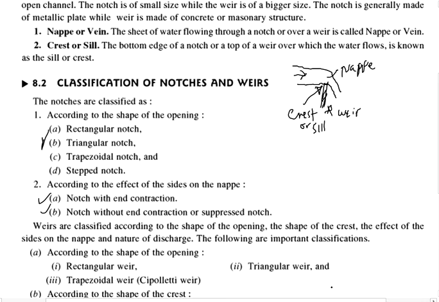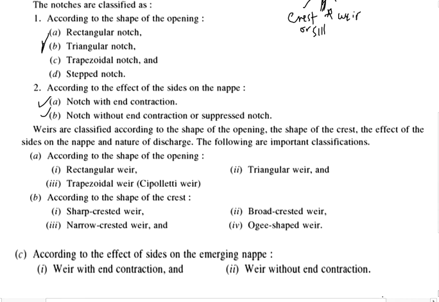Then we also have classification according to the shape of the crest. It can be a sharp crested weir, it can be a narrow crested weir, and you could also find a broad crested weir and an ogee shaped weir.